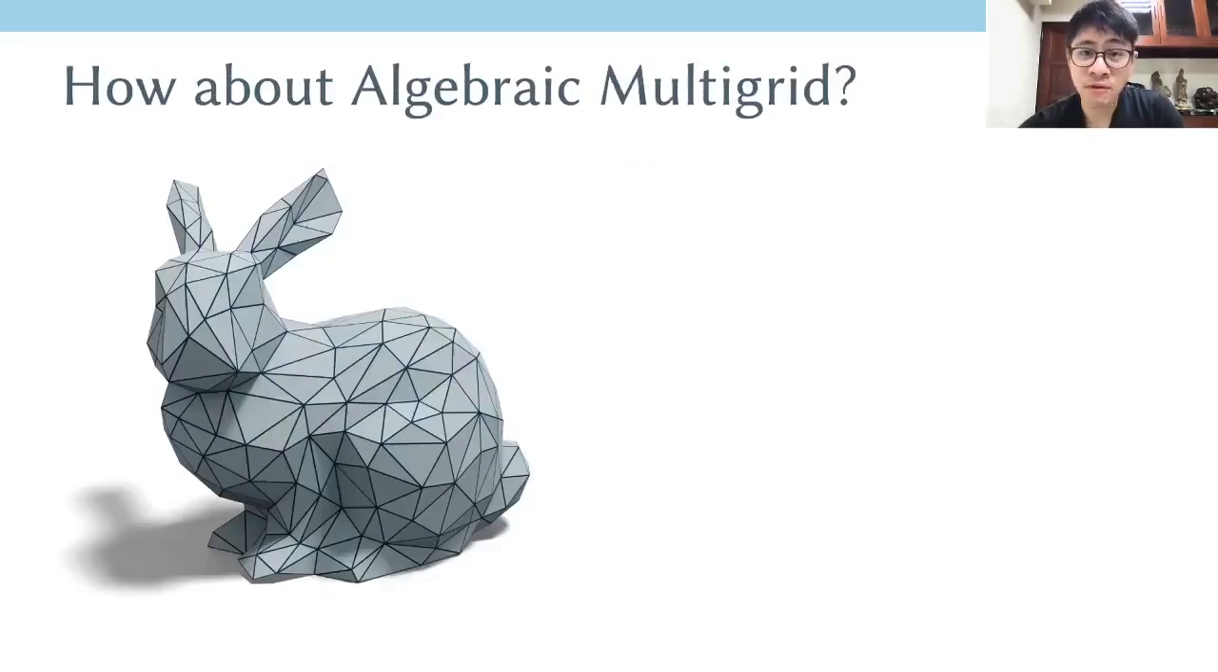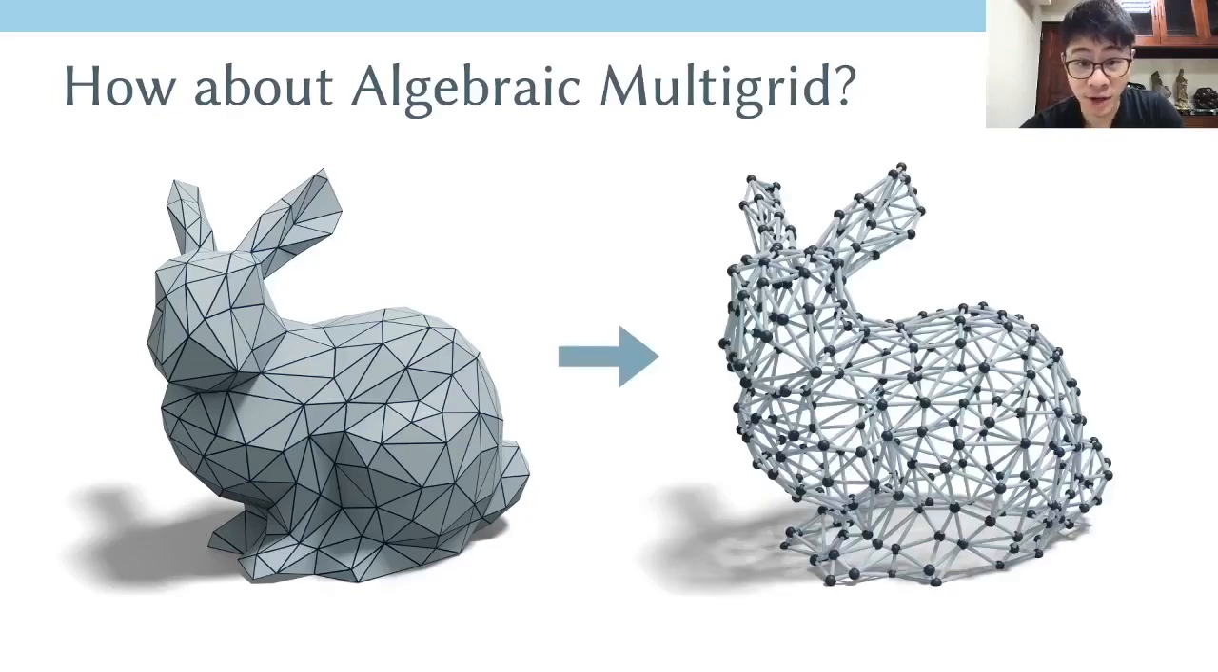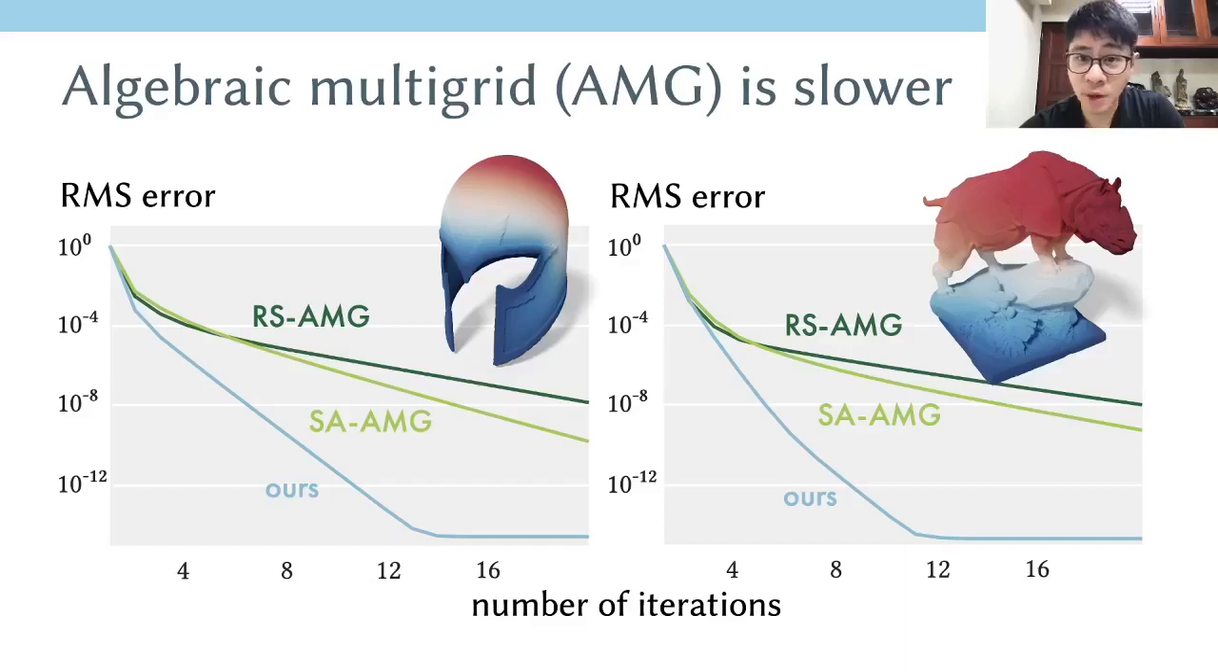So for people who are familiar with multigrid solvers, you may wonder, why don't we use something called the algebraic multigrid methods? So in a nutshell, algebraic multigrid perceives the geometry as a graph. And because of this treatment, we lose a lot of important geometric information for us to define an efficient multigrid method. And in our experiment, algebraic methods converge slower compared to our multigrid method, which takes geometric information into consideration.